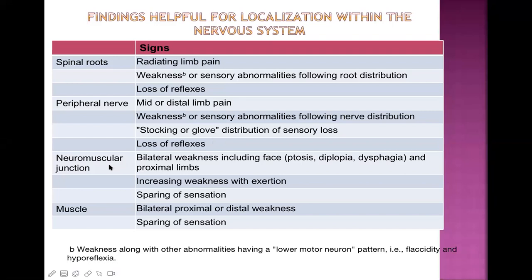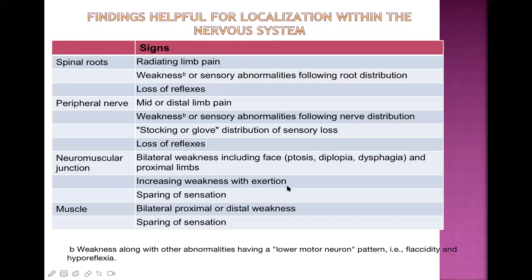Now, if the NMJ or neuromuscular junction is affected, one important example of this is myasthenia gravis. Now look at the features here. There is bilateral weakness which includes the face and proximal limbs. The proximal parts of the limb are more affected than the distal part. And if the face is affected, then ptosis, diplopia, and dysphagia are the common features. Ptosis is drooping of the upper eyelid, diplopia is double vision, and dysphagia is difficulty to swallow.